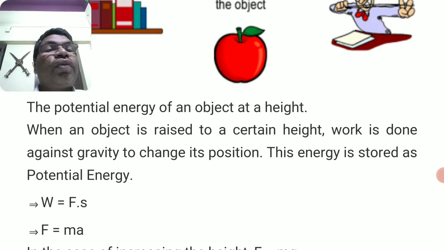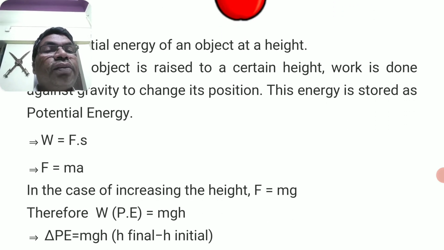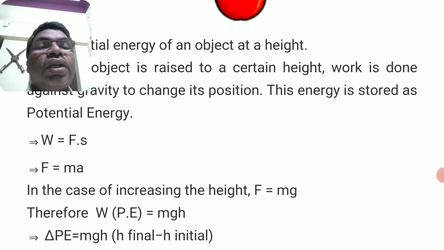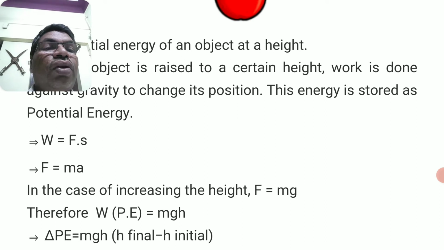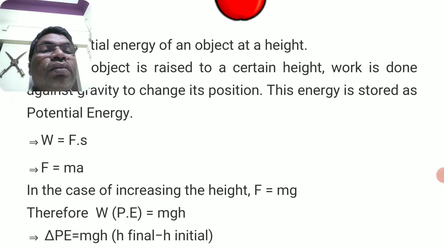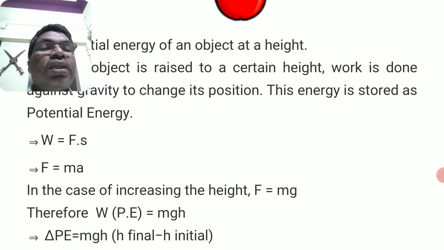The potential energy of an object at a height. When an object is raised to a certain height, work is done against gravity to change its position. This energy is stored as potential energy. We already know what work is. Work is force into displacement. And from Newton's second law of motion, we know F is equal to ma. In the case of increasing the height, F is equal to mg.